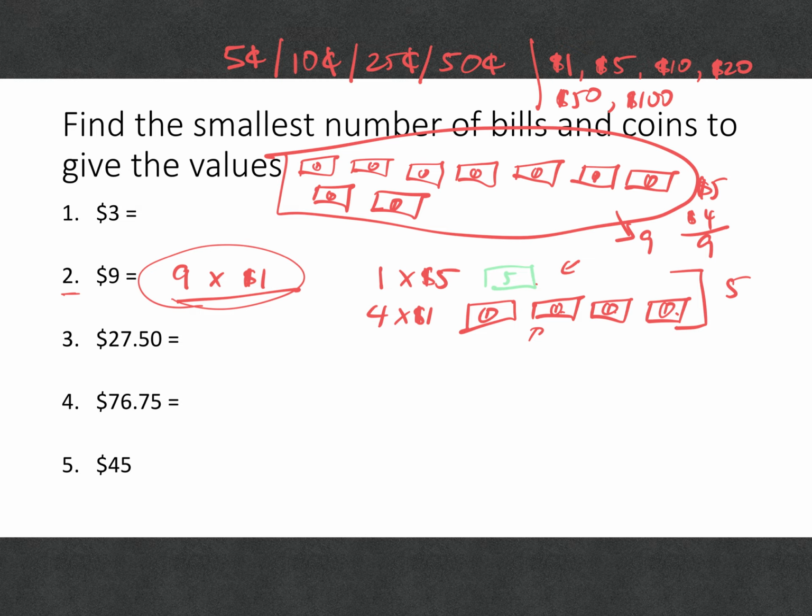So that is the essence of these questions. We want to pay the person the exact amount without going over, but we want to use the least amount of bills to pay that particular person.